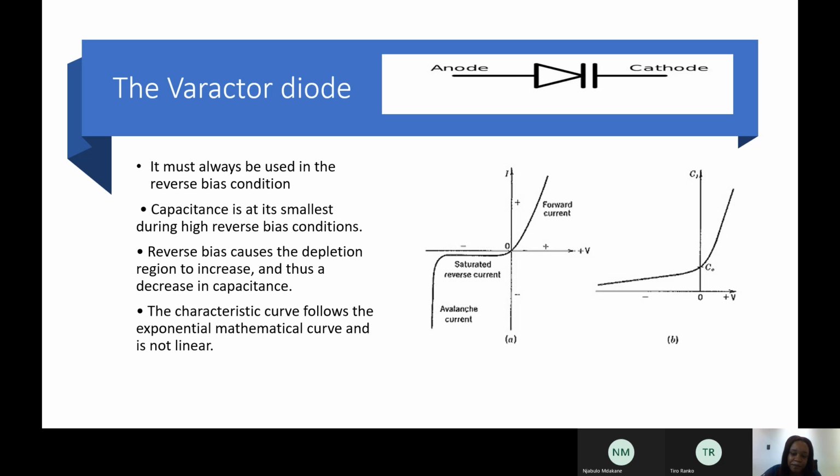The more capacitance there is, the harder it is to function. So in a way, it doesn't work properly in forward bias, but it will work better in reverse bias because of the distance between the plates. The characteristic curves follow exponential mathematical curves, and it's not linear, as you can see in the B diagram here.